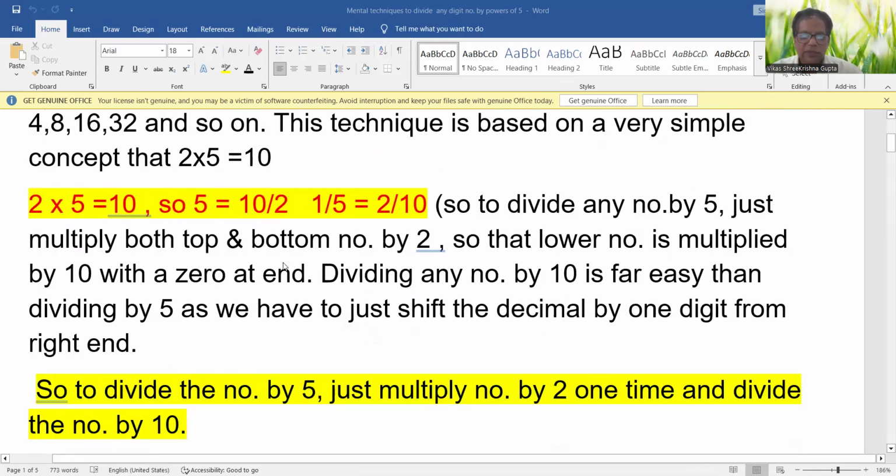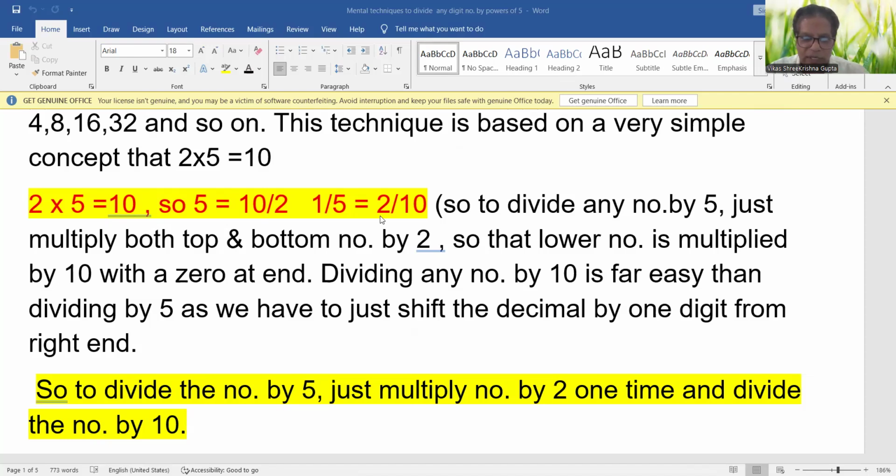Now, this again is based on the simple concept that 2 into 5 is equal to 10. It means that 5 is equal to 10 into 2. So if I have to multiply a number by 5, what I did, I put a 0 and then I divide by 2. Now it is reverse. I have to divide the number by 5. So I have to multiply by 1 by 5, because division is just the reverse of the multiplication process. So if I have to divide the number by 5, I multiply by 1 by 5, and 1 by 5 is equal to 2 by 10.